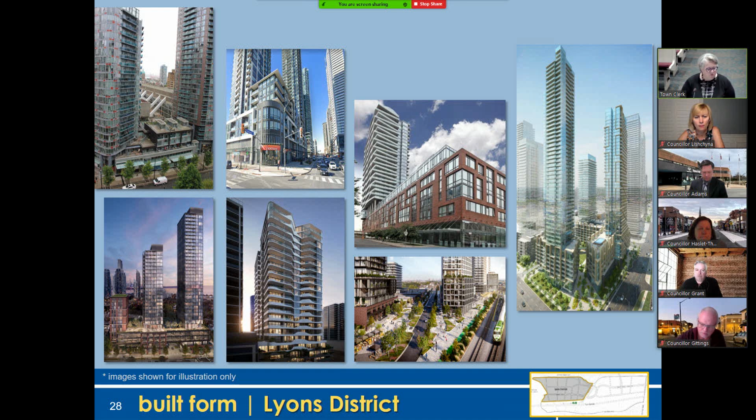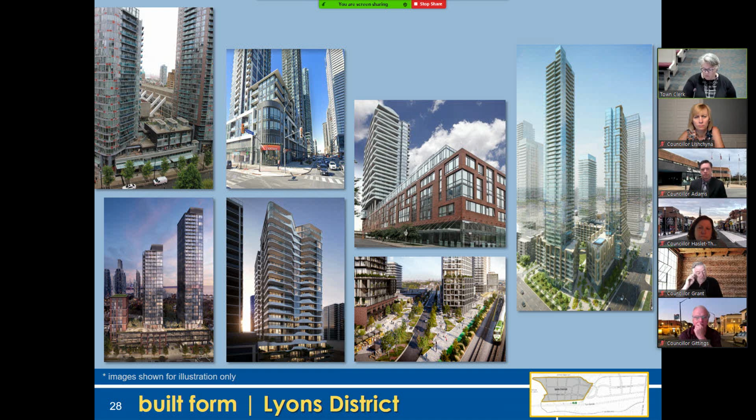So starting off with the Lyons District, it's a mixed-use urban core, and the policies have a very strong urban focus. We are anticipating tall buildings within the height range of 8 to 20 stories. Not all will be the same height because we want to ensure that there's an interesting and varied skyline.